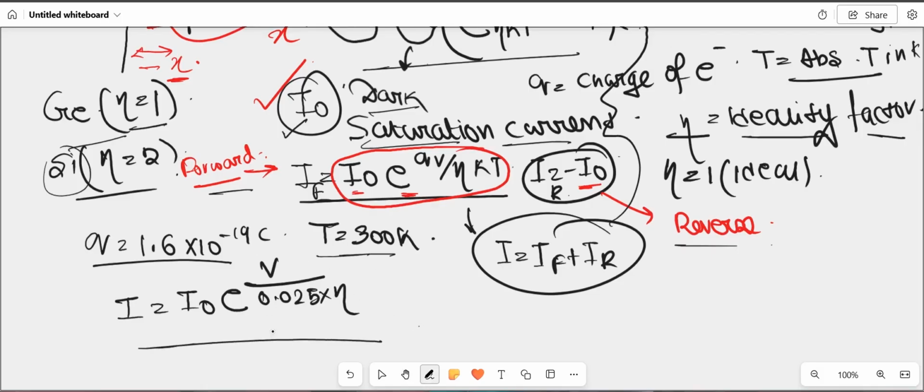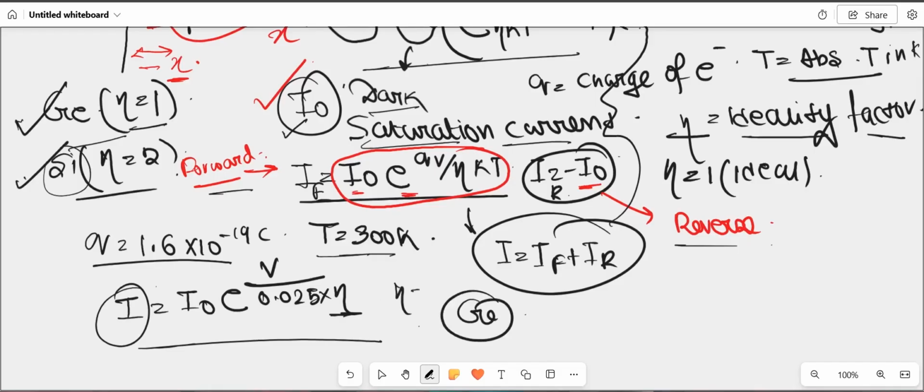So this will be the value of the current. And then if we are asked about the current flowing through the diode, we will be given a particular diode, as I have said. For silicon, eta is 2. For germanium, it is 1. So if we are assuming the germanium diode, we will put eta is equal to 1 here.